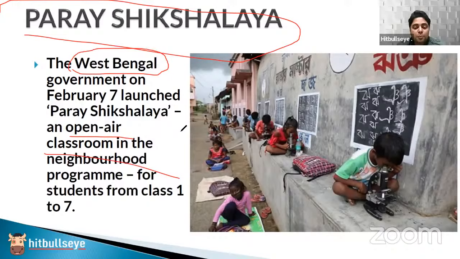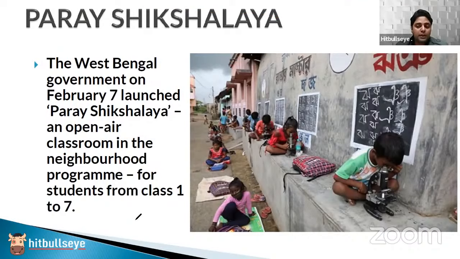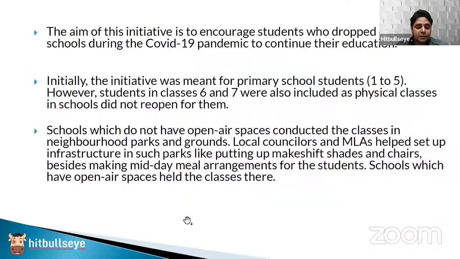Because there are people who are so poor, they cannot even afford gadgets for online classes. So for them, the government has come up with open air classrooms so that they may attend classes without getting affected by COVID-19. So it is to encourage those students who dropped out of school during COVID-19.